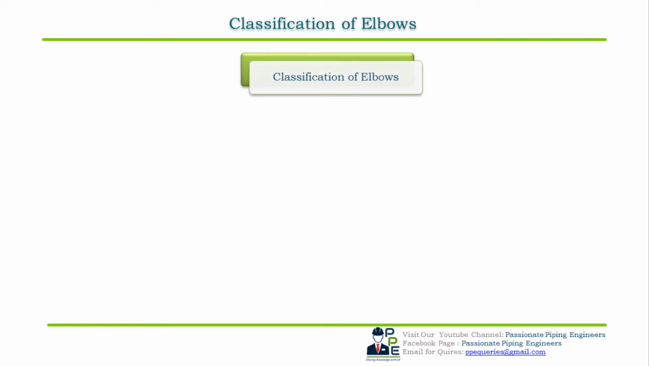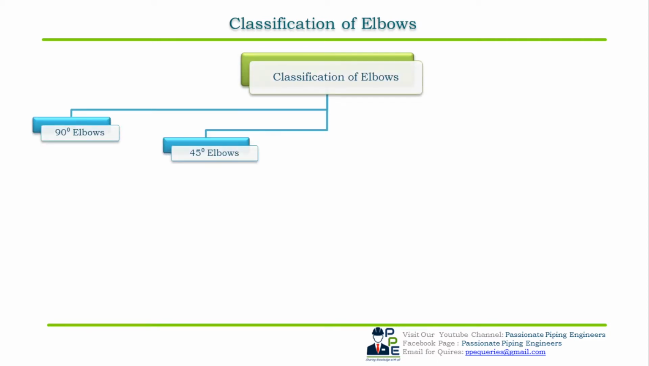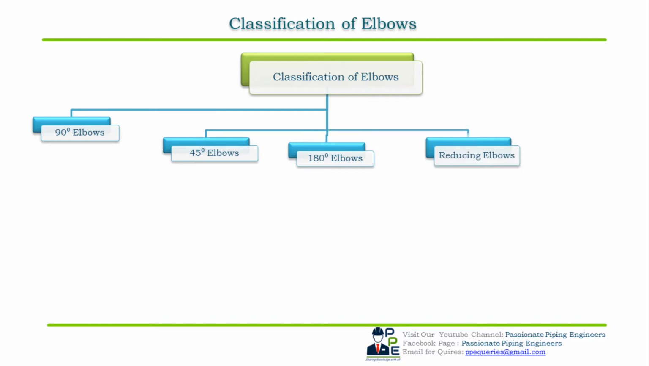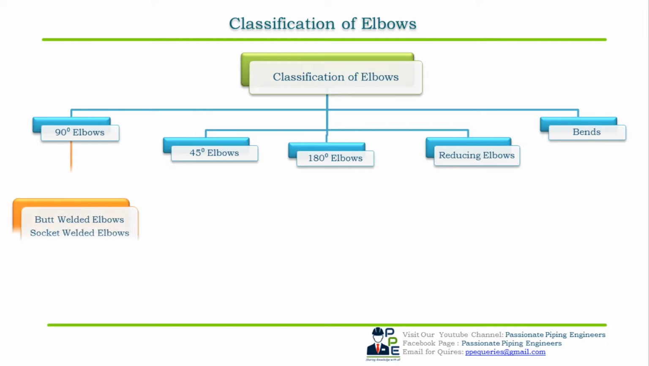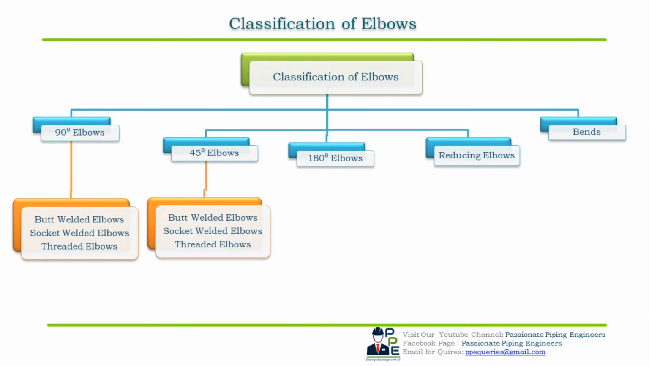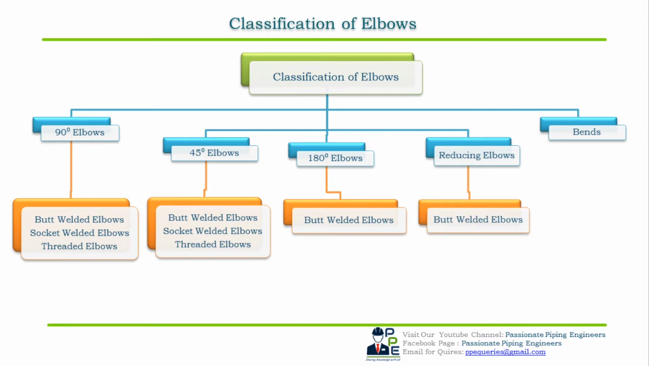Classification of elbows. First we have the 90 degree elbow, second is the 45 degree elbow, third followed by the 180 degree elbow, which is then followed by the reducing elbow, and last but not the least we have the bend. The 90 degree elbow is further divided into butt welded, socket welded, and threaded 90 degree elbows. The 45 degree elbow is further divided into butt welded, socket welded, and threaded 45 degree elbows. In 180 degree elbows, which are also called returns, we only have butt welded elbows. Same in the reducing elbow, we have only butt welded elbows. Whereas in the bends we have cold pull bends and miter bends.